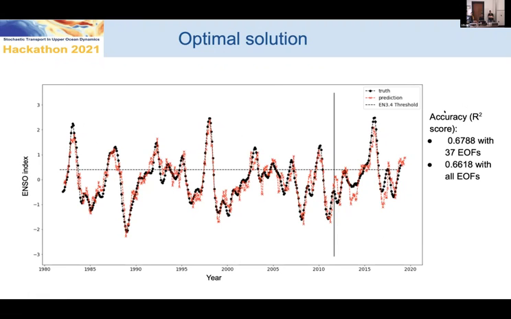If we look at the R² score with 37 EOFs, we get 0.6788, which is a slight improvement on the 0.6618 you get from using all EOFs. So, a bit of progress there. And now I'll hand over to Tom to talk about some other things we did.